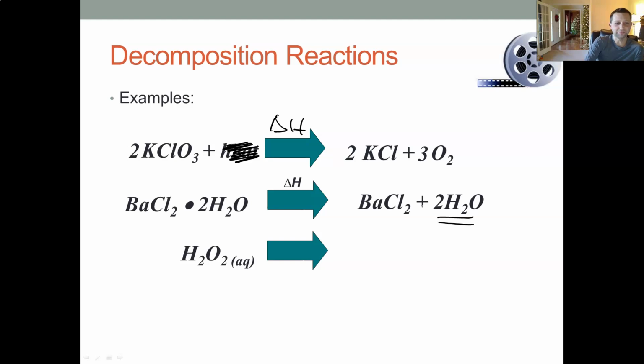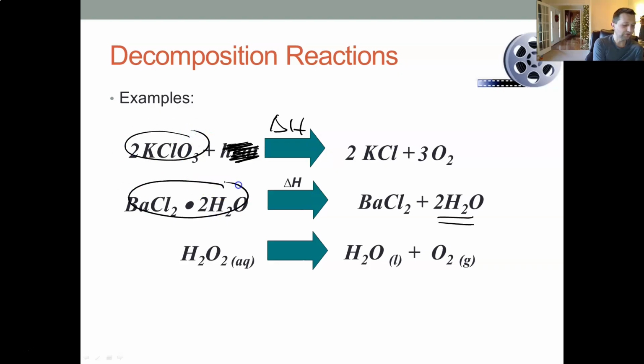Here's the demo I'm going to do for you. Hydrogen peroxide breaks down into water and oxygen. So again, we have one reactant breaking up into our products here. We have 2 products here, 2 products here, 2 products here. So you can see the pattern here for decomp reactions.